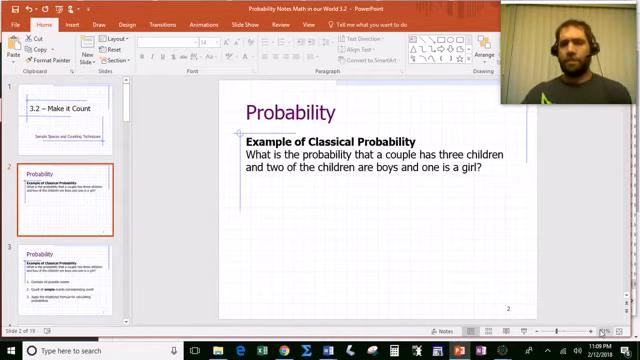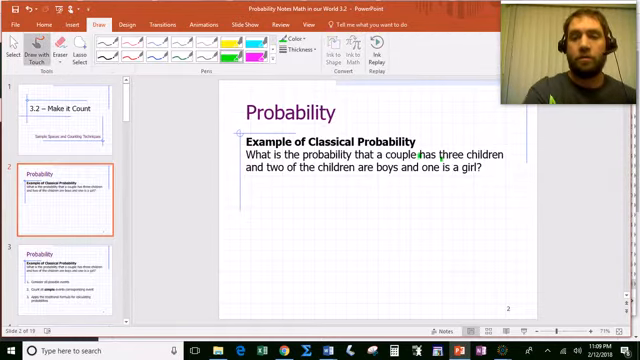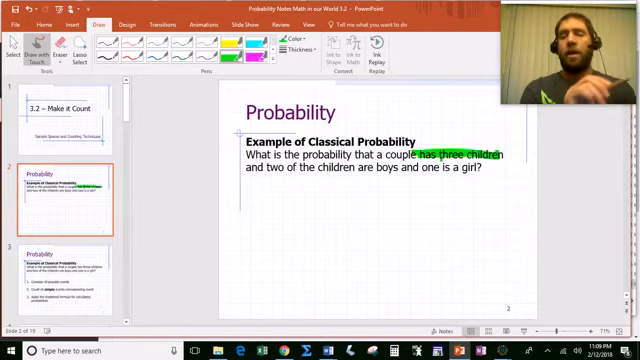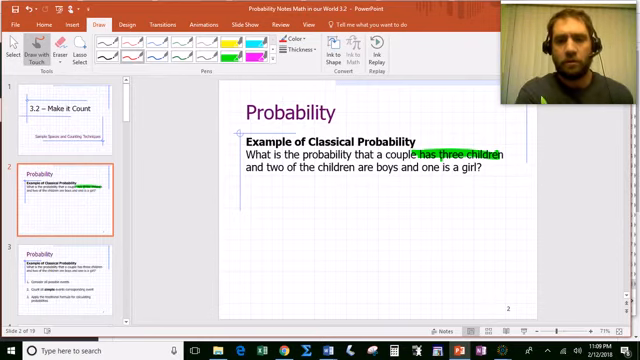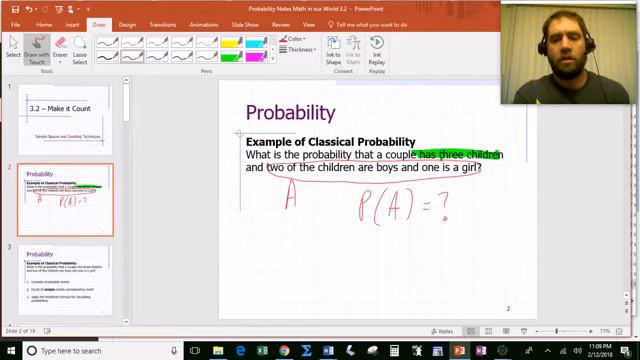So our experiment or the procedure is having three children. There's the experiment, three kids. And the outcome that we're looking for is two boys and one girl. So that's our outcome. We could call that A, and we're looking for the probability of A. What is the probability that upon having three kids, two of them are boys and one is a girl?